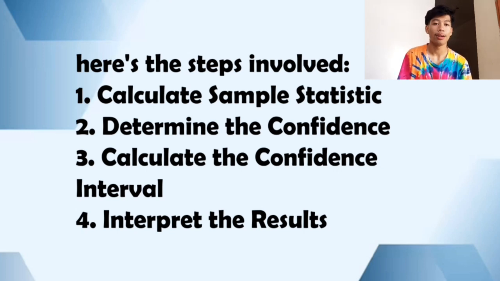And lastly, interpret the results. If the confidence interval includes 0, it suggests that there is no statistically significant difference between the groups. However, if the confidence interval does not include 0, it implies that there is a significant difference between the groups.